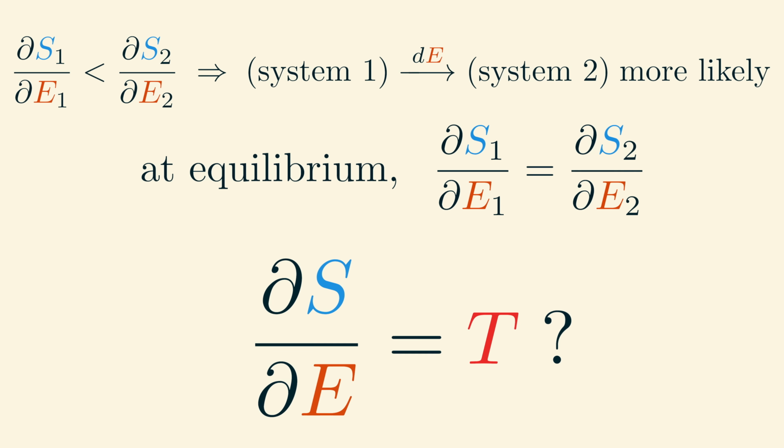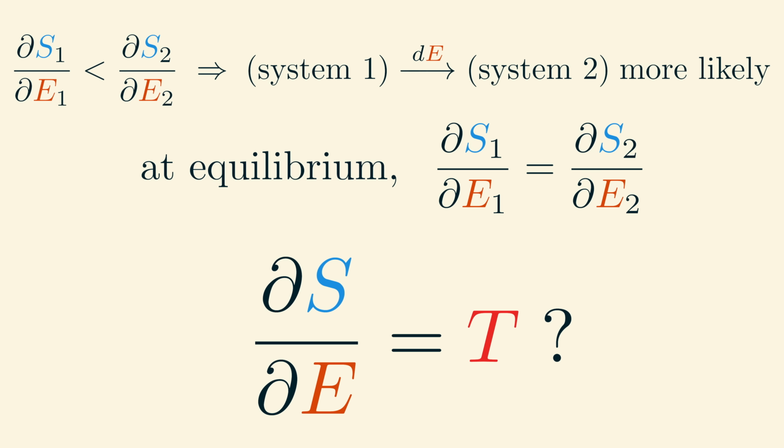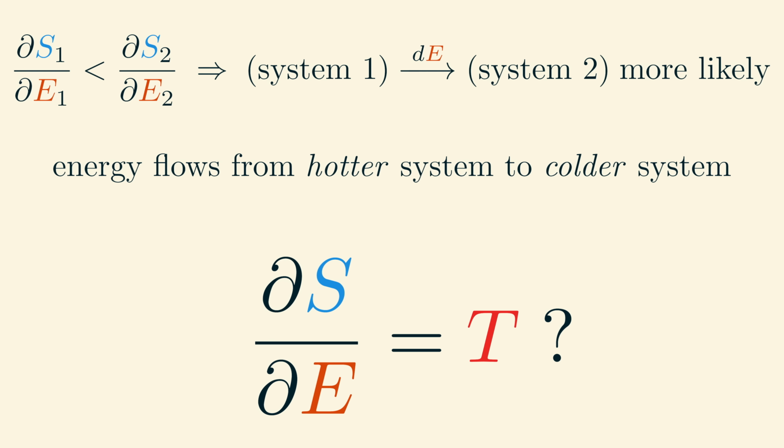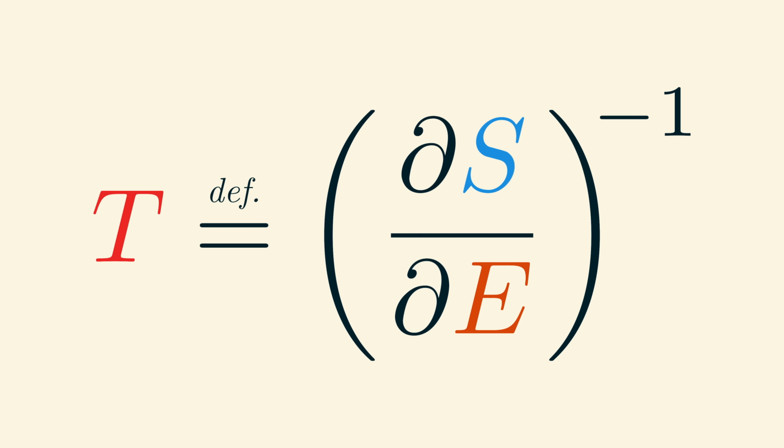But is this temperature? Actually, not quite. We usually think that energy flows from a hotter system to a colder one, but we just saw that energy flows from the system with a lower value of this derivative to the system with the higher value. So the derivative of entropy with respect to energy is actually 1 over temperature. To get a better understanding for why this is the correct definition for temperature, let's take a step back and review the math we just did on a more intuitive level.